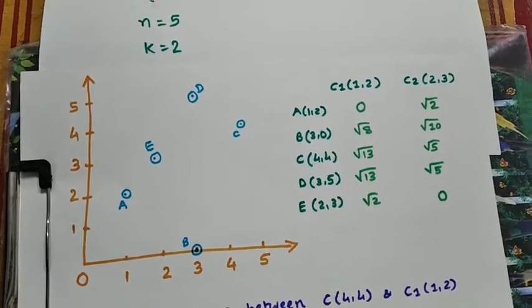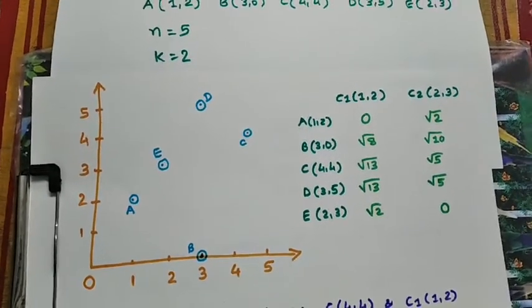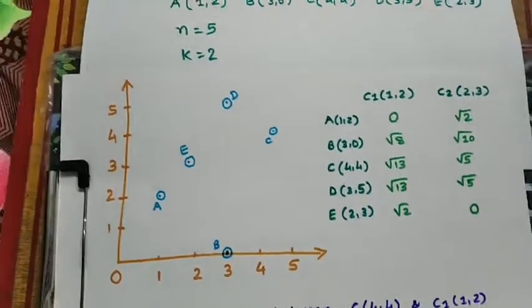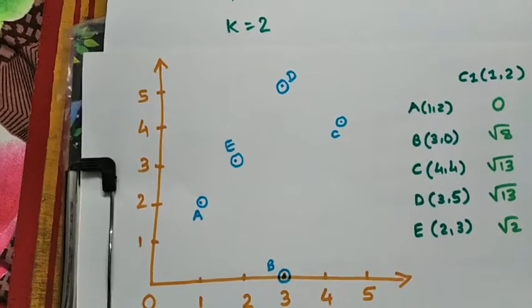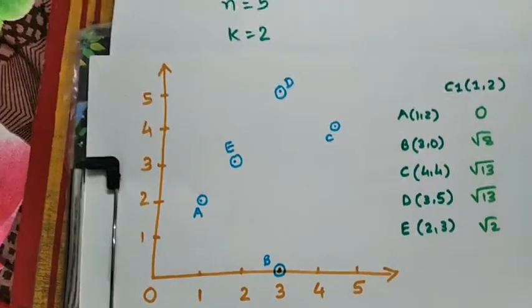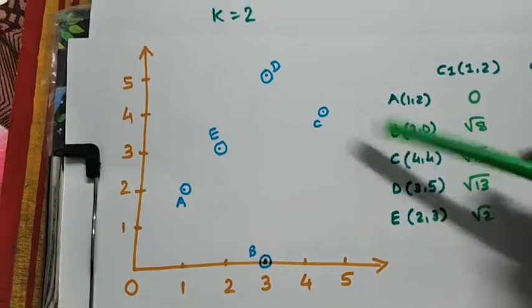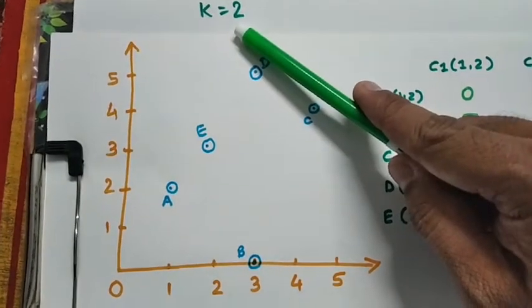The next step will be selecting initial seeds from these 5 objects. You can see here that these are our 5 objects A, B, C, D, E, and the number of clusters we want to form is 2.